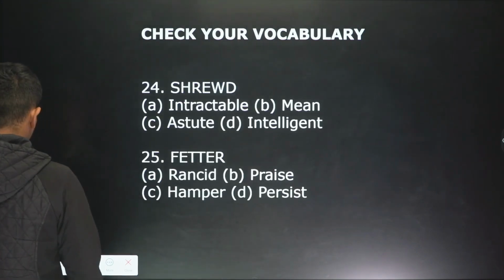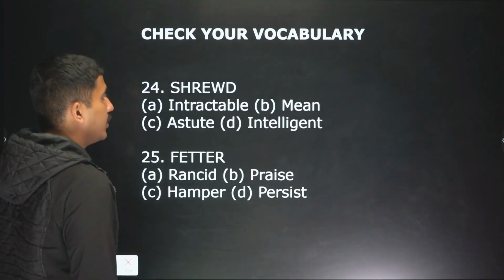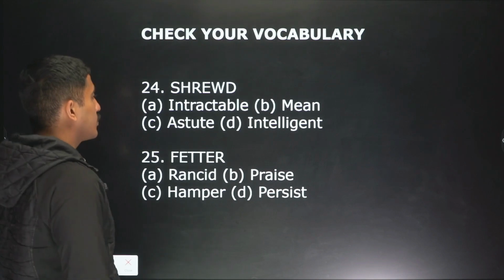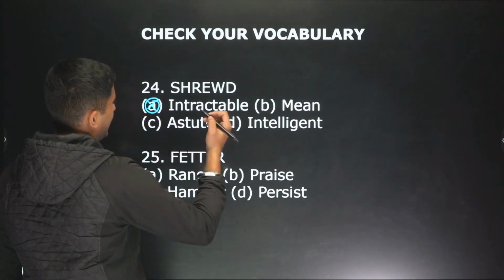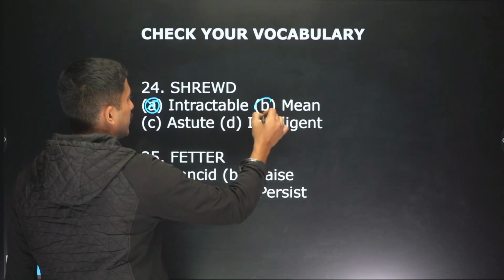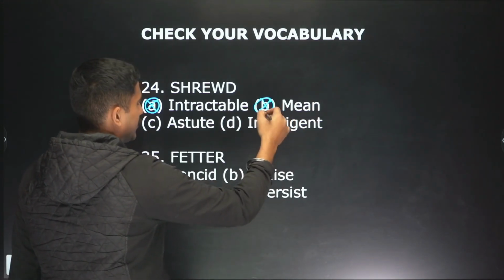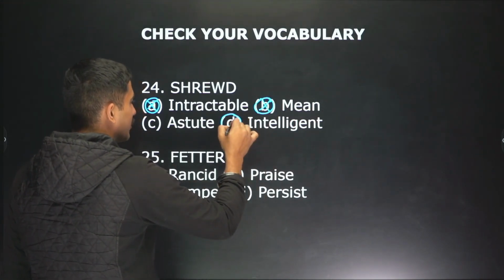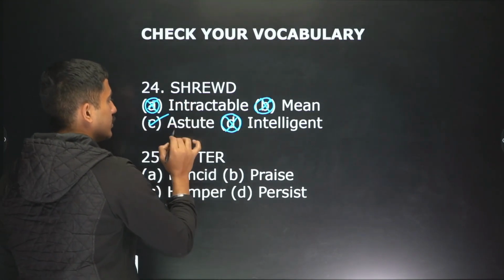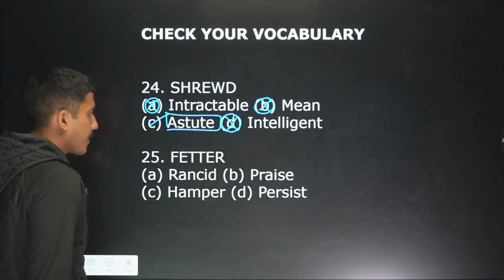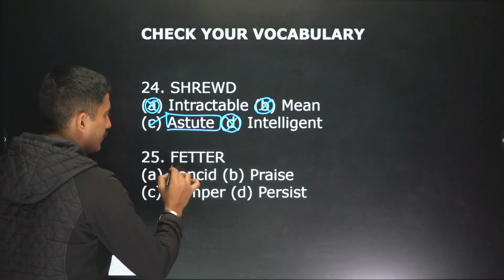The next we have, the last two words, is shrewd. Okay, now what does the word shrewd relate to? Is it intractable? No. Does it mean something mean? No. Is it something relating to intelligent? No. It's a word related to astute, right? The most similar word to shrewd is astute. Clear? All right.